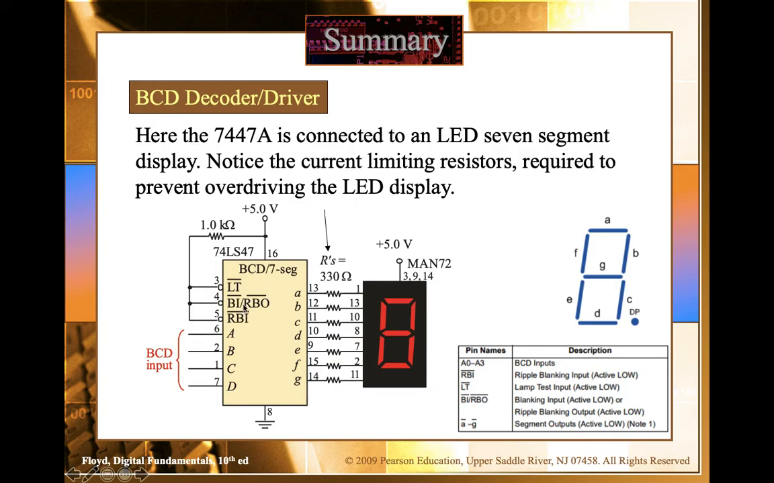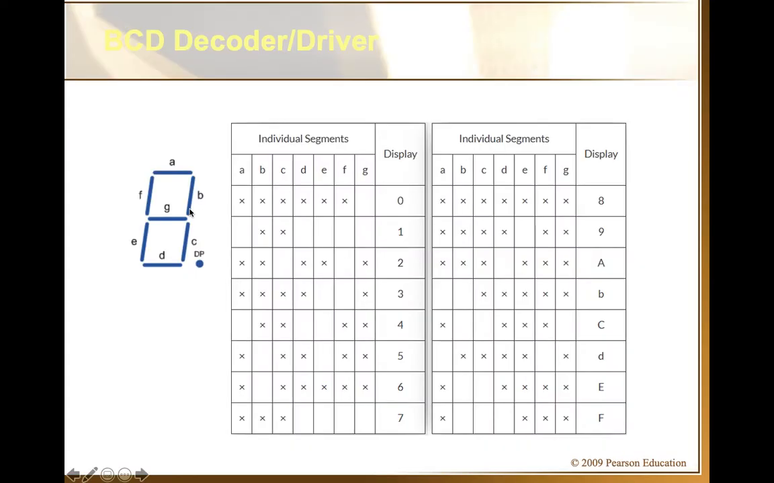Now let's talk about the control lines. The first important line is this lamp test input, LT. This is the blanking input, this is the ripple blanking output, and this is the ripple blanking input. LT, BI, and RBI are inputs, only RBO is an output. They are all low enabled, and they have different features. Now let's talk about them.